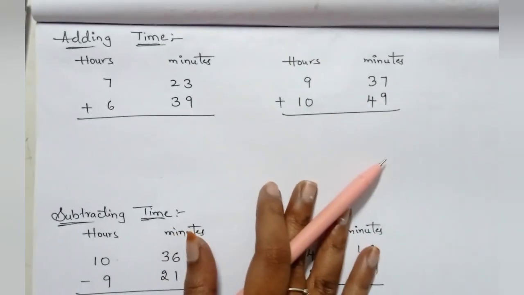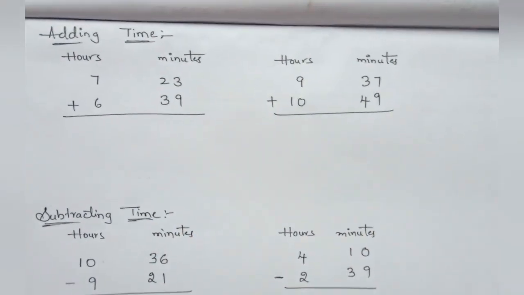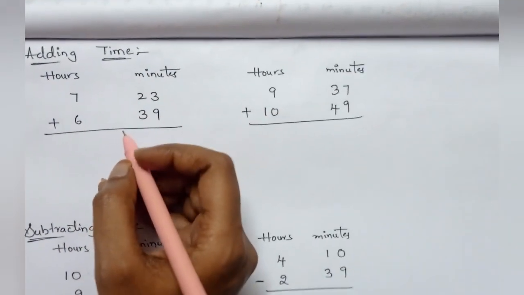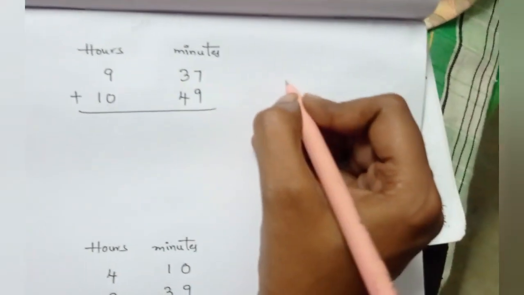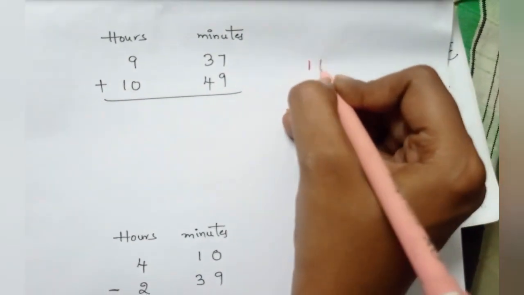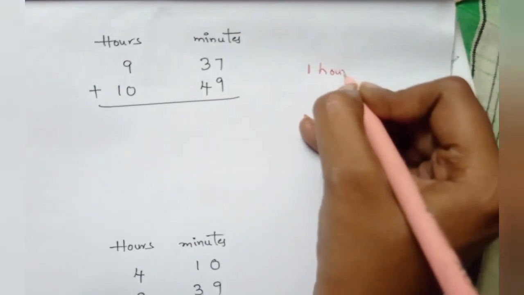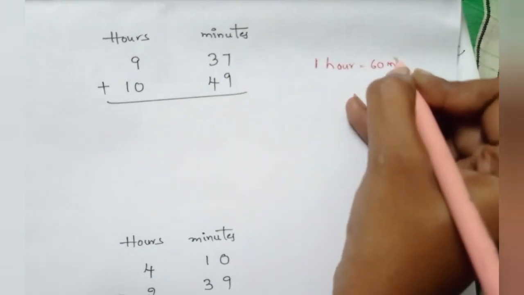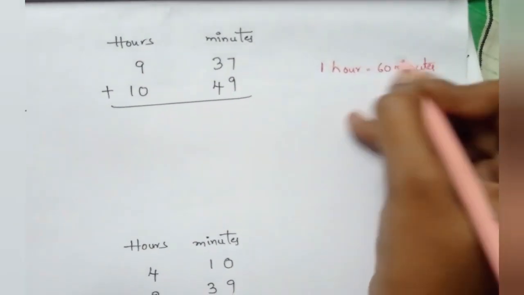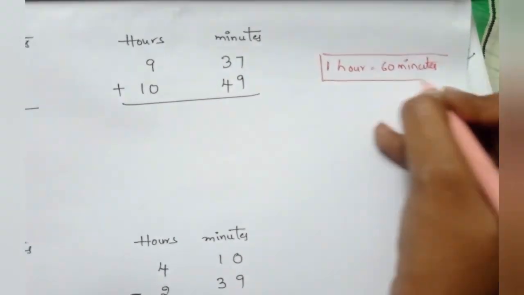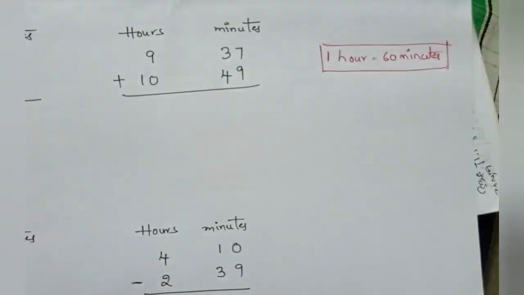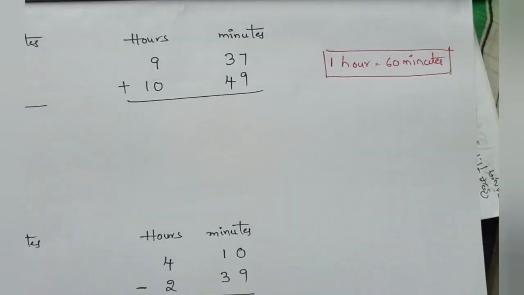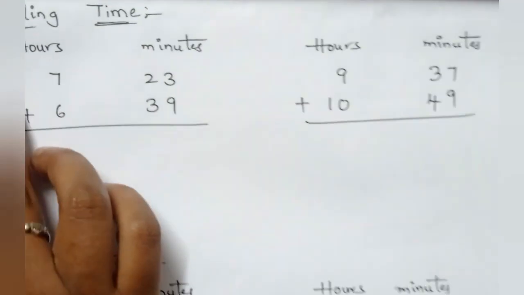Right. Let's solve some additions and subtractions in time. When we are doing additions in time, you have to remember the very first point, that 1 hour is equal to 60 minutes. When you are doing these problems, make a note aside that 1 hour is equal to 60 minutes. Okay. Right. Let's solve the first problem.